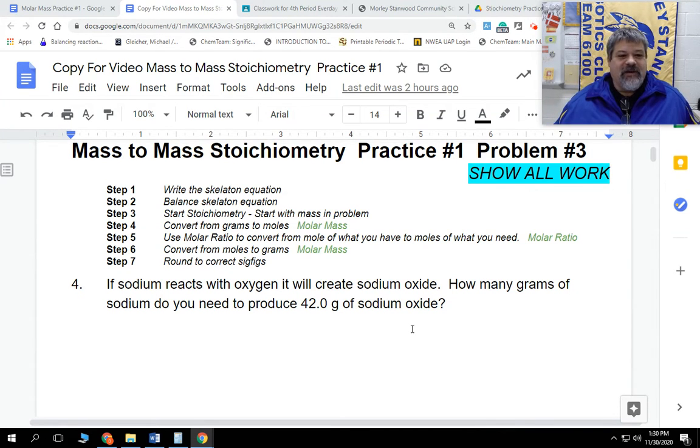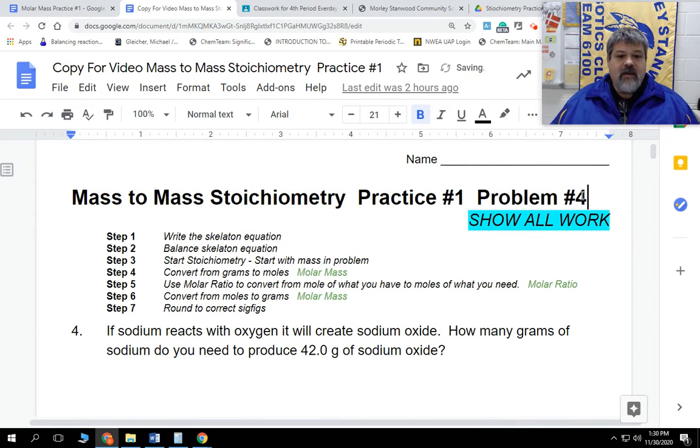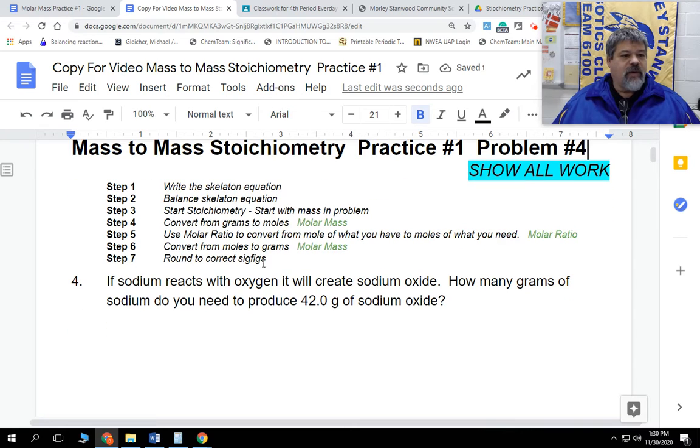Hey, we're going to show you how to do practice sheet number one, but problem number 4. So we need to change this right here to a 4, and we'll go ahead and get started. On your practice sheet, we have this one right here. It's number 4, going down.